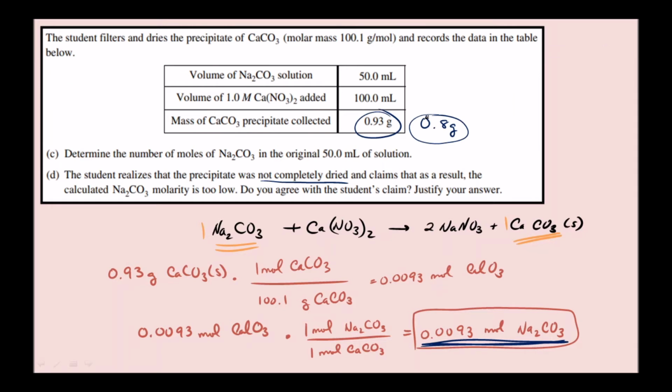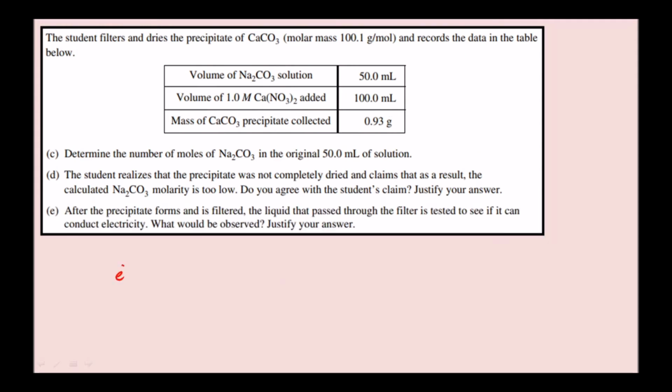So the student is wrong. The calculated molarity is too high, not too low, because the calculation used an artificially high mass of calcium carbonate instead of the actual mass of calcium carbonate. Part E. After the precipitate forms and is filtered, the liquid that passed through the filter is tested to see if it can conduct electricity. What would be observed? Justify your answer.